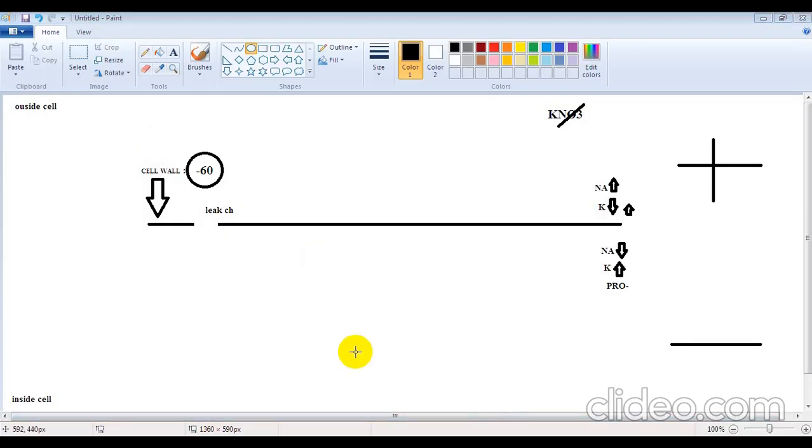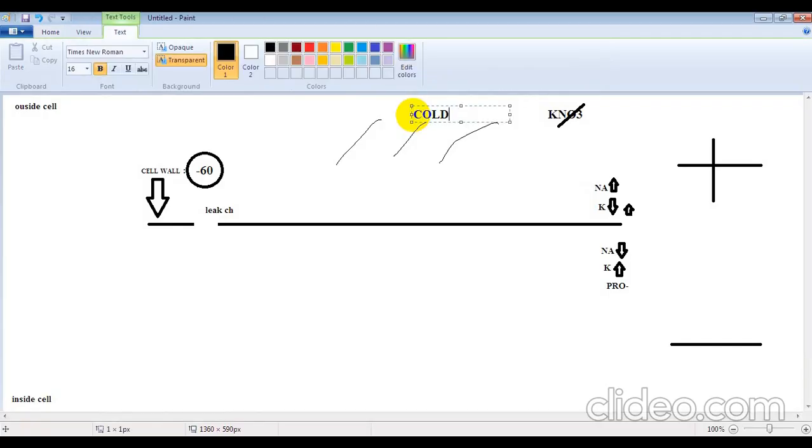Now let us revisit the same example as before. Before, we said that we have an external stimulus. We gave an example that is cold water.